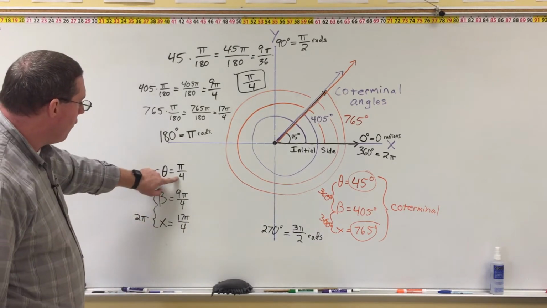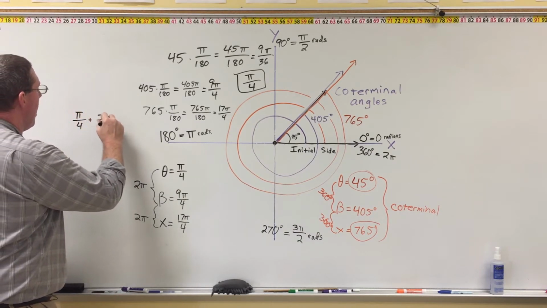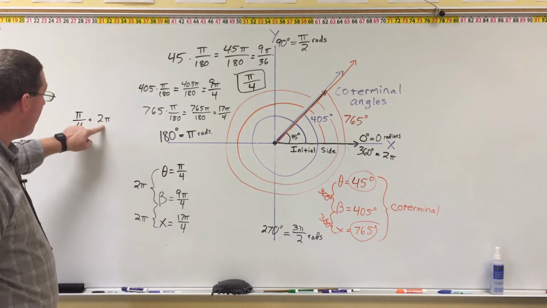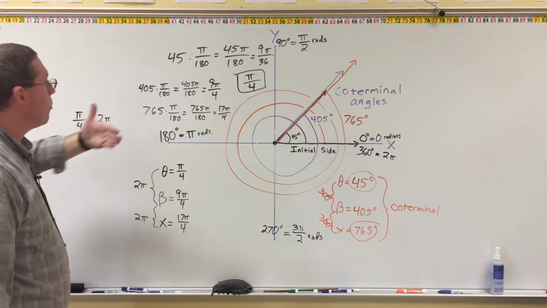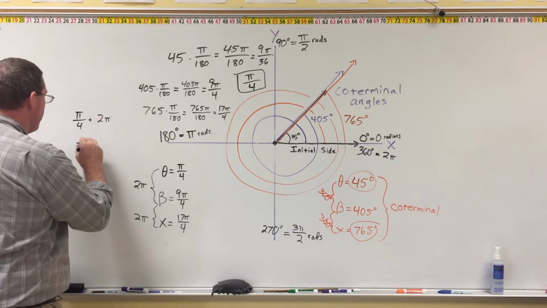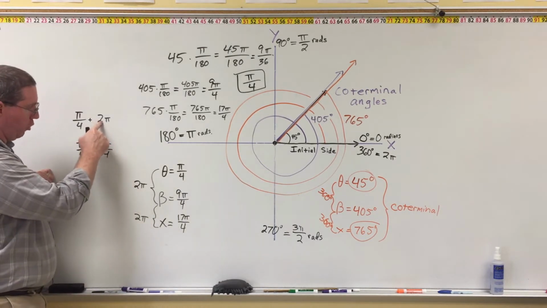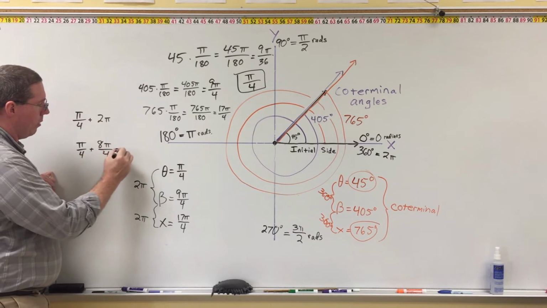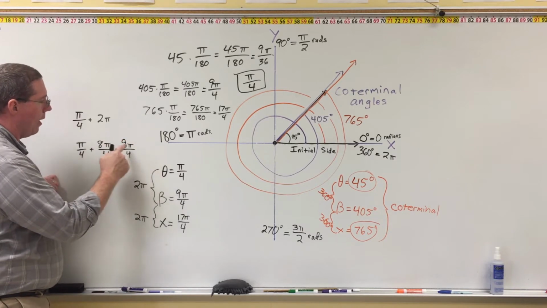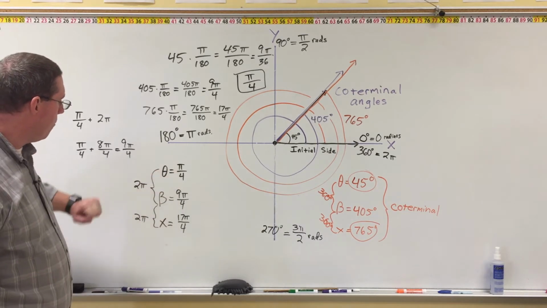If we were to add pi over 4 plus 2 pi, let's go ahead and do that. Pi over 4 plus 2 pi. Oh, this is a fraction and this is not a fraction. I need a common denominator. I need a denominator of 4. Well, what is the number 2 as a fraction with a denominator of 4? Well, it's 8 over 4. So this is the same thing as pi over 4 plus 8 pi over 4. So note, 8 divided by 4 is 2, right? Now we have a common denominator, so we can make this over 4. And 1 pi plus 8 pi is 9 pi. And so sure enough, 9 pi over 4 is the same thing as pi over 4 plus 2 pi.